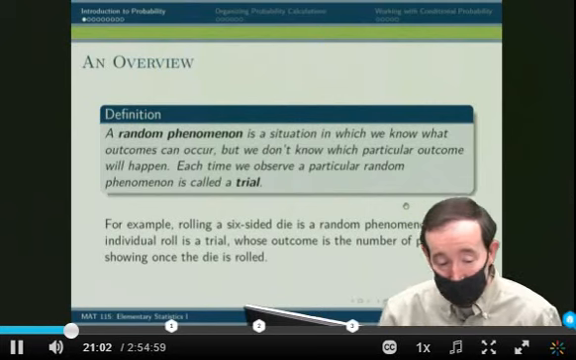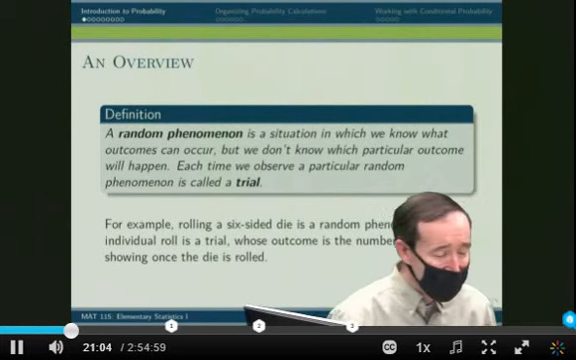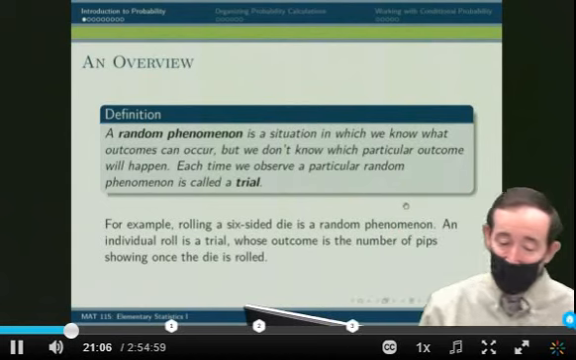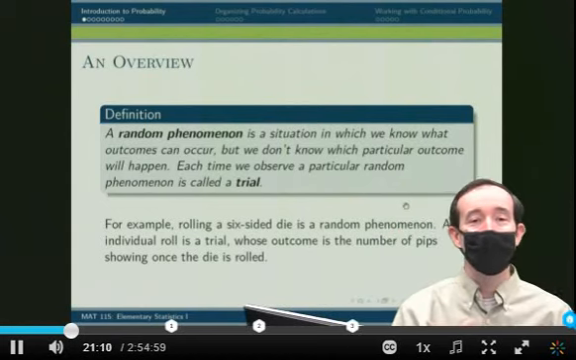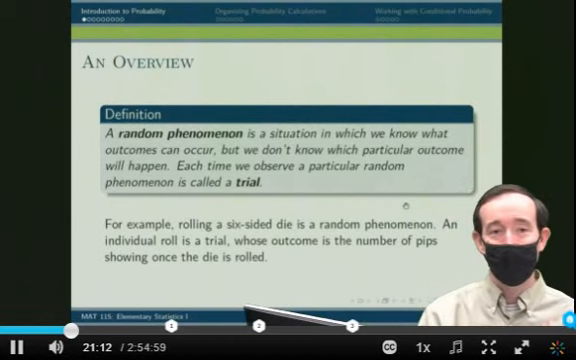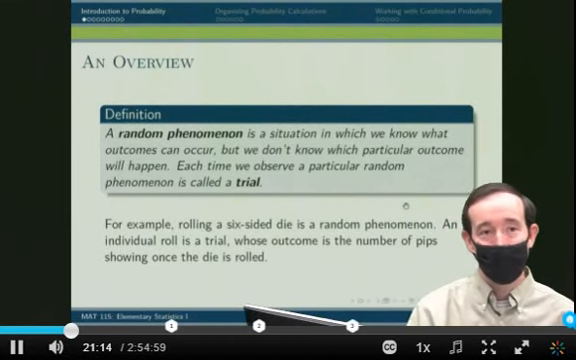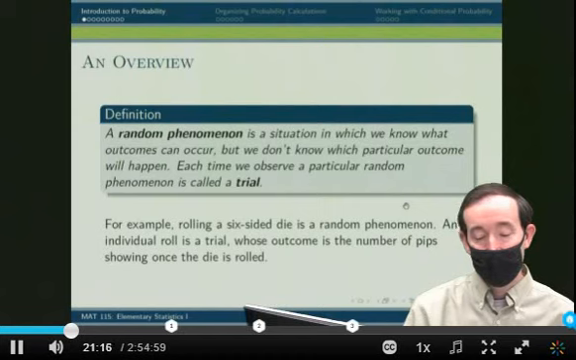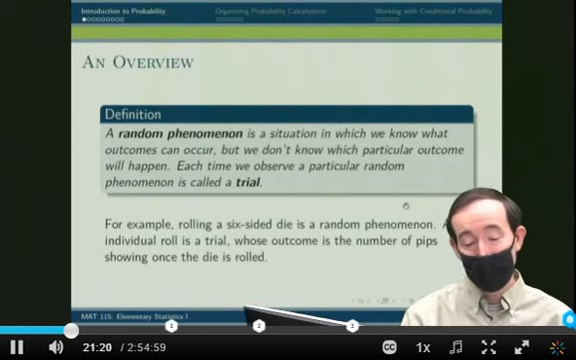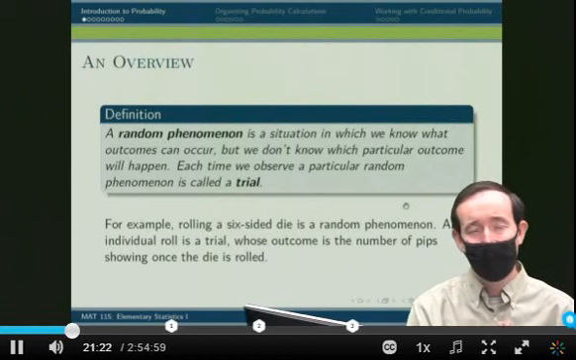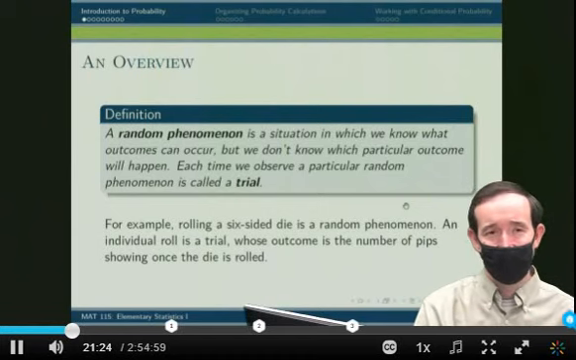All right. So let's start talking about probability. In order to talk about probability, we kind of have to think about what kinds of things we're looking at. What kinds of things are we exploring when we calculate probability? So to do that, we need to talk first about what is called a random phenomenon. Now, this terminology is slightly different than the terminology in your book, but the ideas are exactly the same.